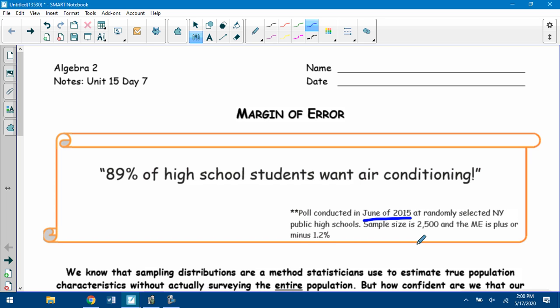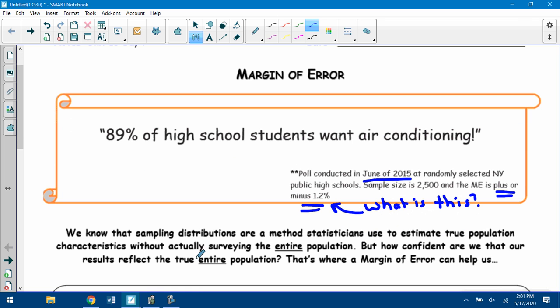Now, the other thing we want to talk about is this, plus or minus 1.2%. What is this? That's what we're going to look at today. If you've ever seen statistical studies in the news, you usually see something about plus or minus some percentage. So that means this could be as high as 90.2% and as low as 87.8%, which is a pretty small difference.